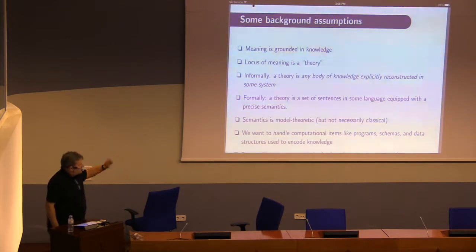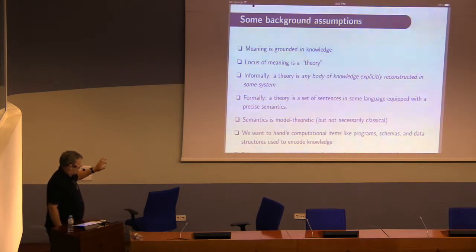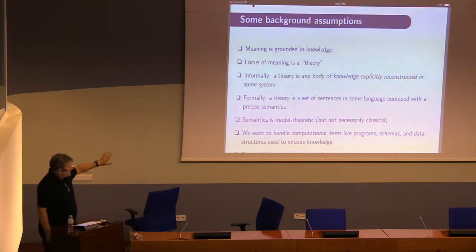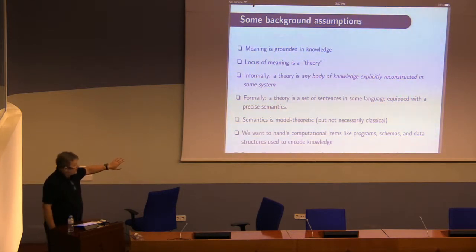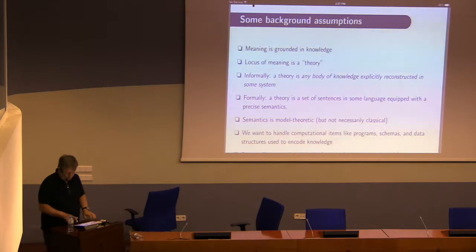I also want to assume that the semantics is model theoretic, but this is not so restrictive. It doesn't have to be classical models. They can be Kripke models, Boolean valued models, lattice valued models, almost anything you like. And although I said a theory is a set of sentences, I like to be able to handle things like programs, schemas from databases, and data structures of other kinds that are used to encode knowledge.